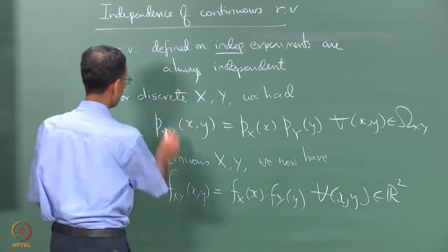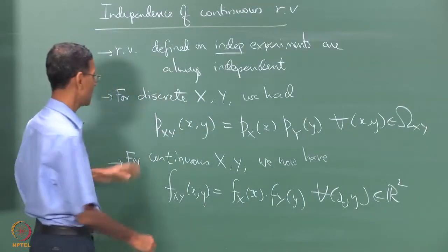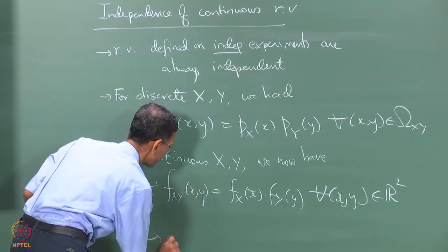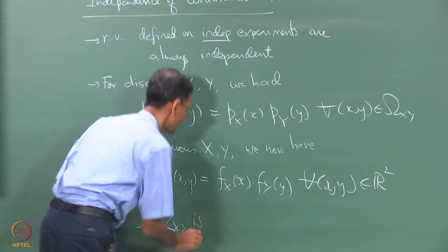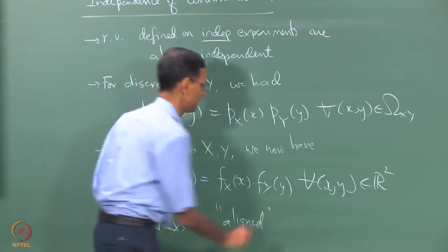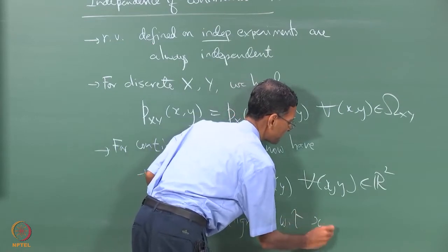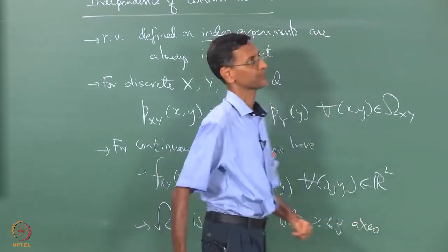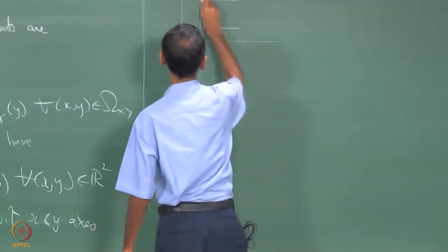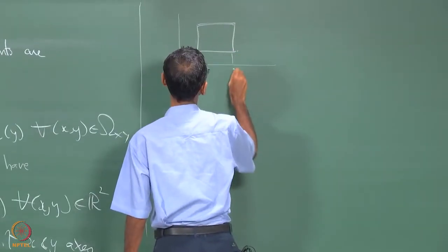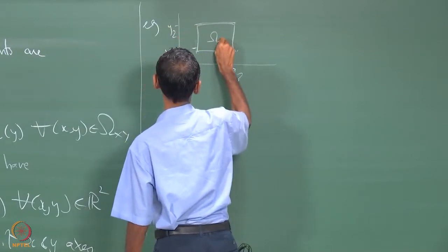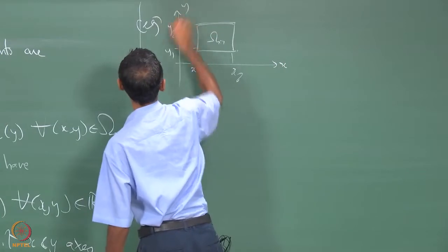So here you had a grid of points, a nice grid. Here you have a rectangle itself, or a union of aligned rectangles. Let me just say aligned with respect to the x and y axes, right. In other words, you can get a simple rectangle like this from x1 to x2, y1 to y2. This could be your omega xy. This is just an example of what I mean by aligned.